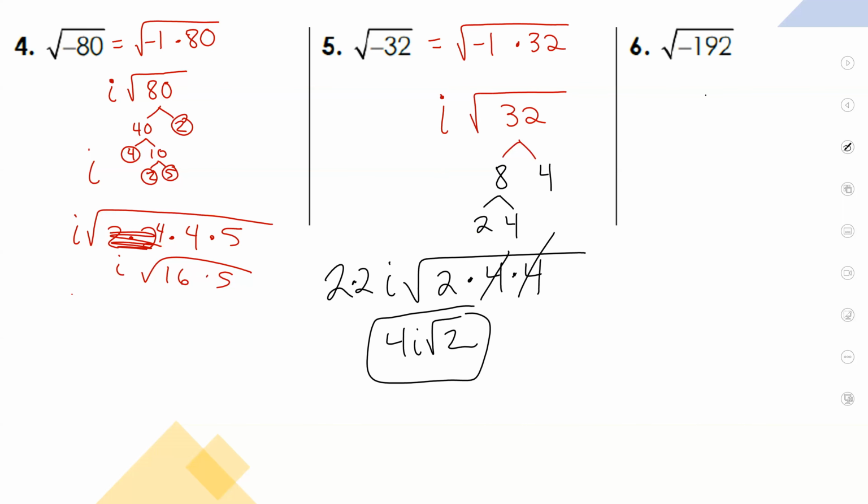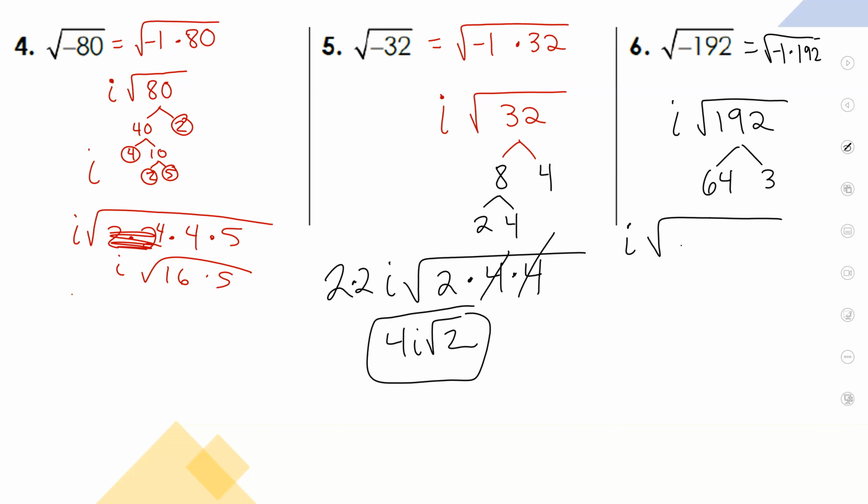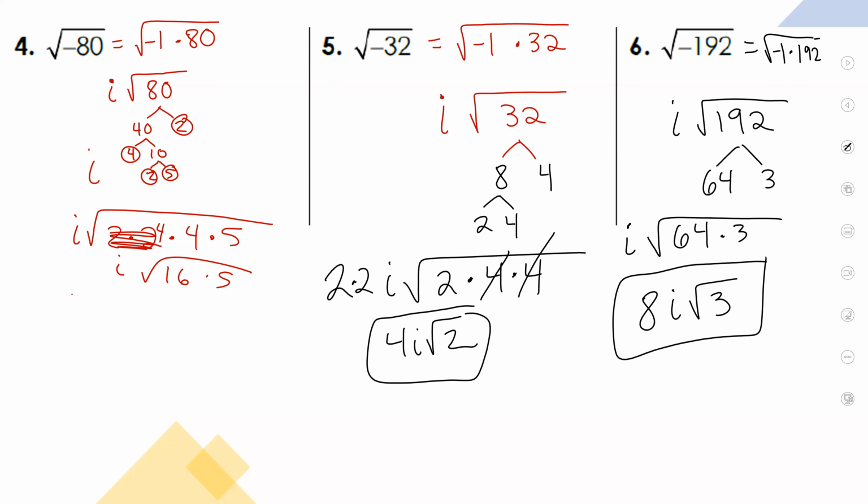All right, so here we have square root of -1 times 192. So we'll get i, and let's break down 192. Can y'all give me some numbers? Perfect, that's good. All right, so I can rewrite this as i on the outside, and then 64 times 3 will give me 192. Okay, well, the square root of 64 is 8. Then you have a 3. So this is your answer. Nice.